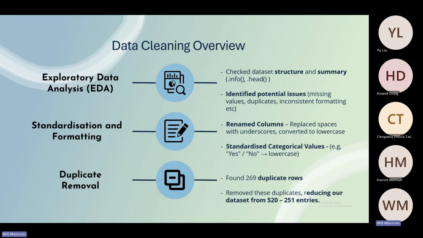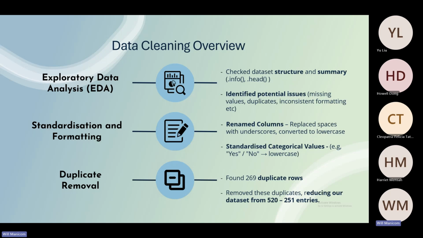Okay, so it is important to highlight the steps we took to clean the dataset, and the goal of this process was to ensure the data was consistent, accurate, while being reliable for our analysis. First, we performed exploratory data analysis, EDA, to check the dataset structure, to detect missing variables and identify inconsistencies. Next, we standardized the data by renaming columns, replacing spaces with underscores and converting them to lowercase to ensure everything was uniform and in order. We also ensured categorical values such as yes and no were consistent by converting them all to lowercase.